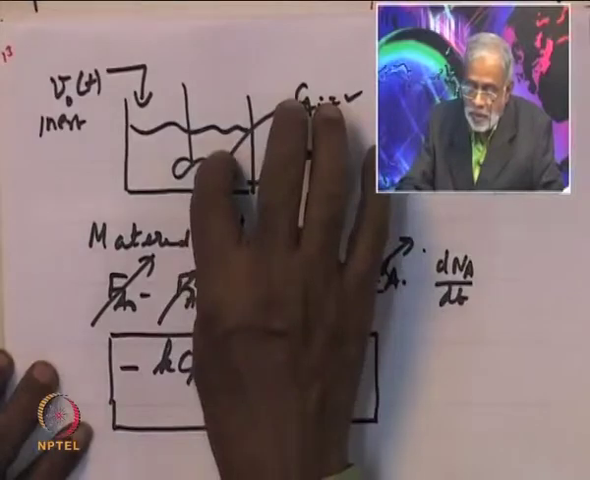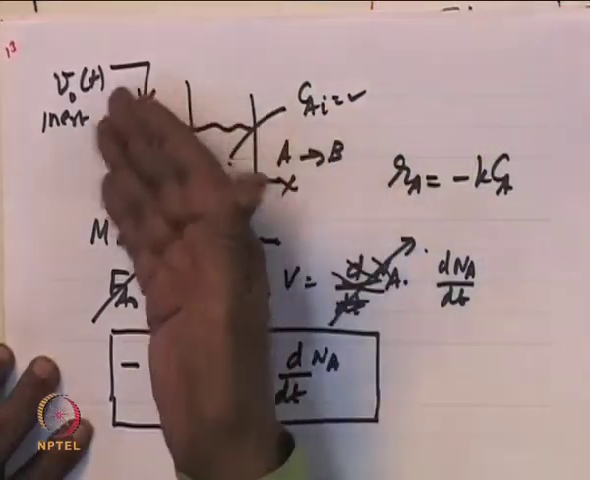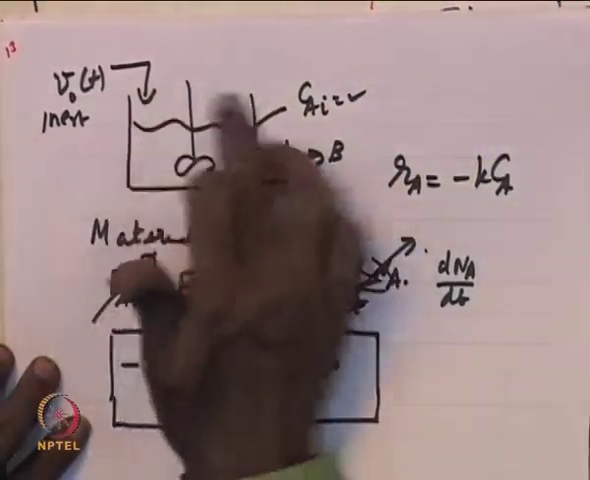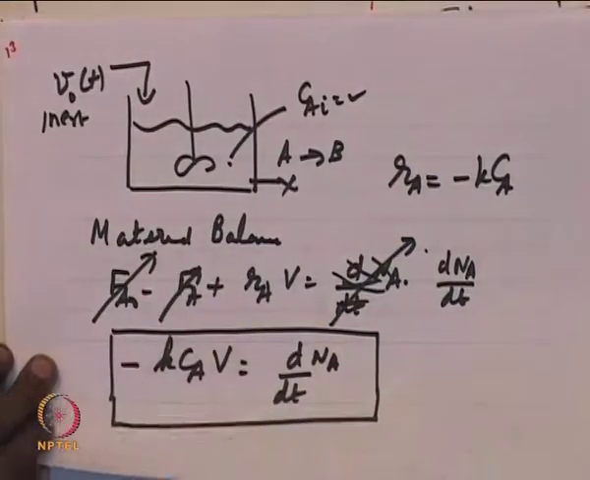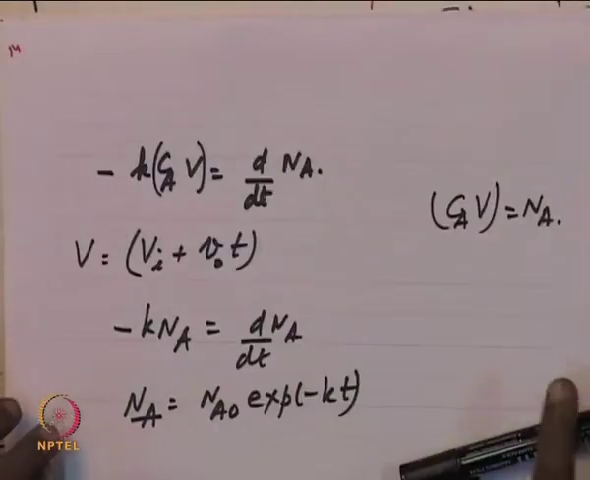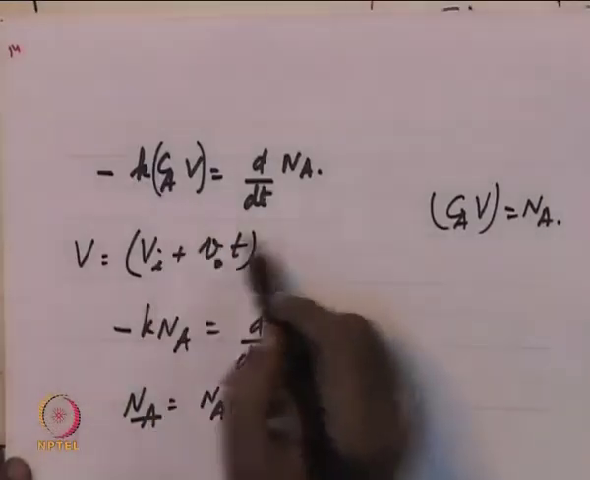The important point to recognize here is that here is an equipment where component A is all in the equipment initially. And when you add some inert coolant, total component A does not change. So, that is an important feature that you must recognize when you solve this problem.